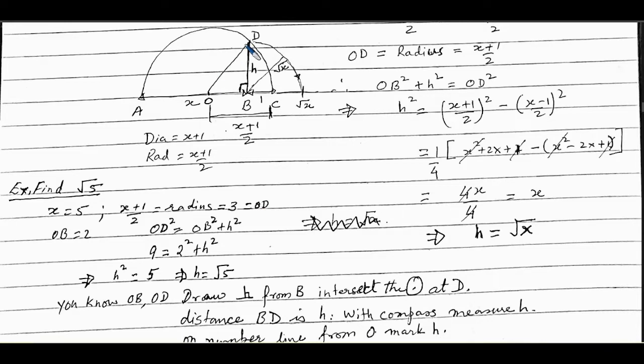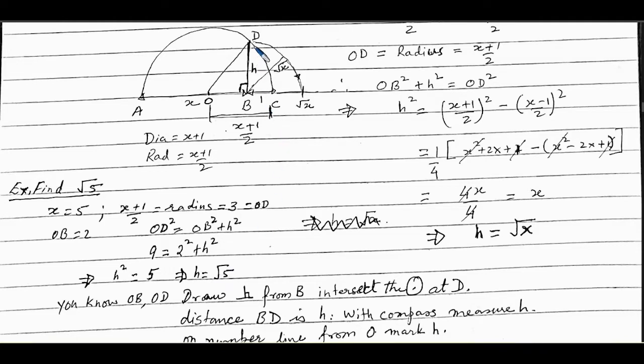And I know that OD square is OB square plus h square. And what is OB? OD is 3, so 3 minus 1 is 2. So OB is 2, 2 square plus h square, and OD square is 9, 3 square is 9. So h square will be 9 minus 4, that is 5. This implies h is equal to the square root of 5.